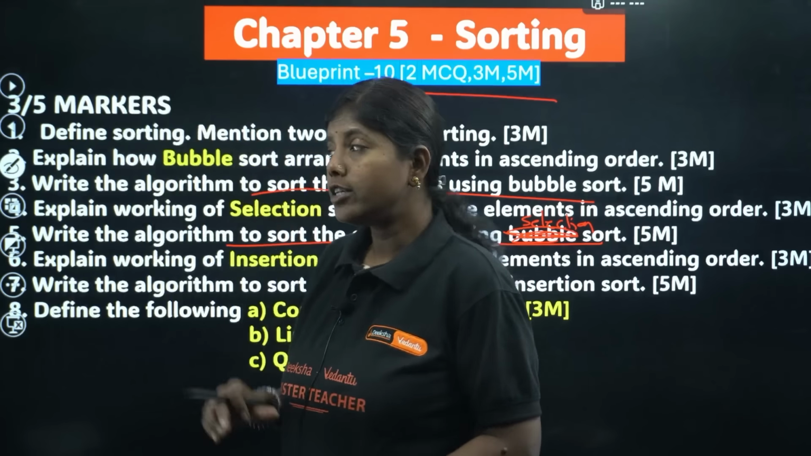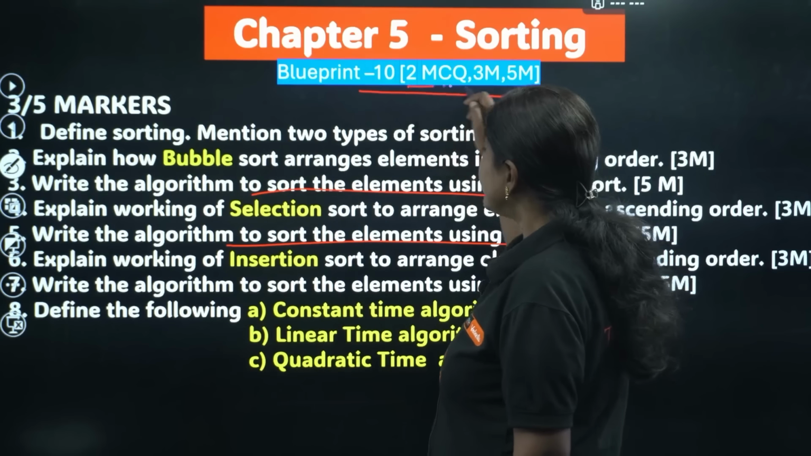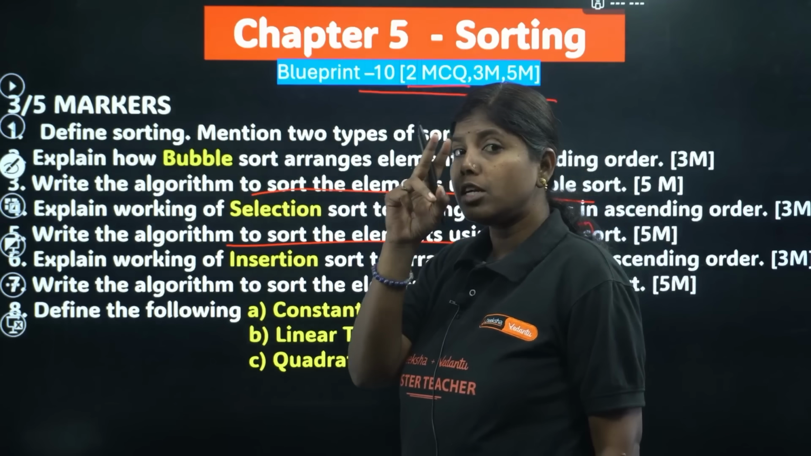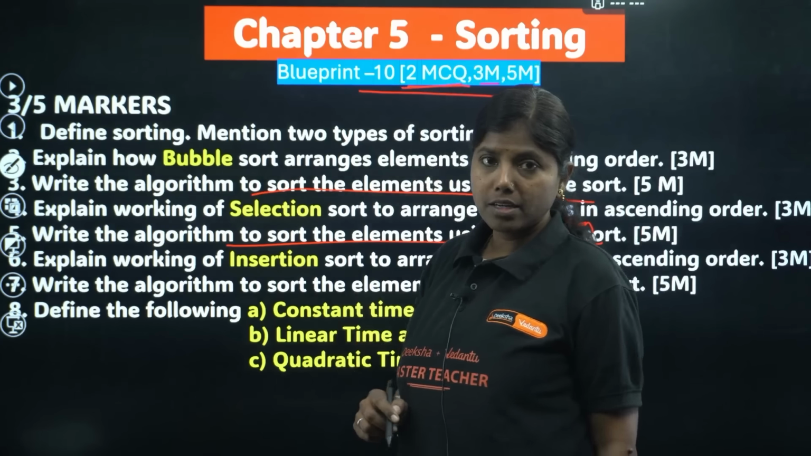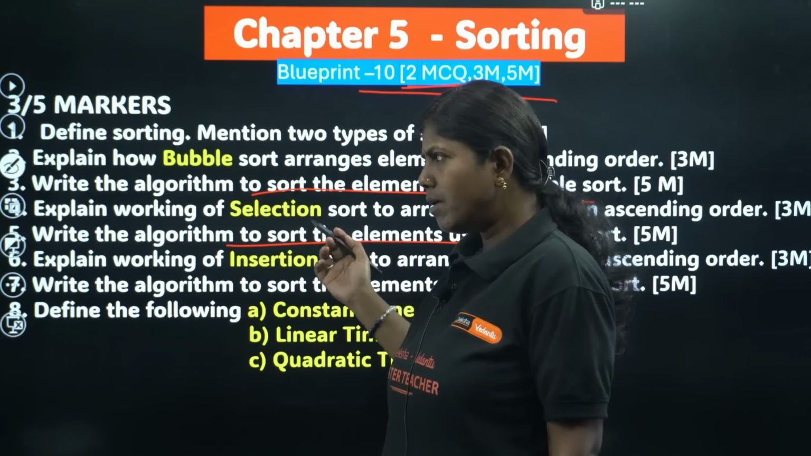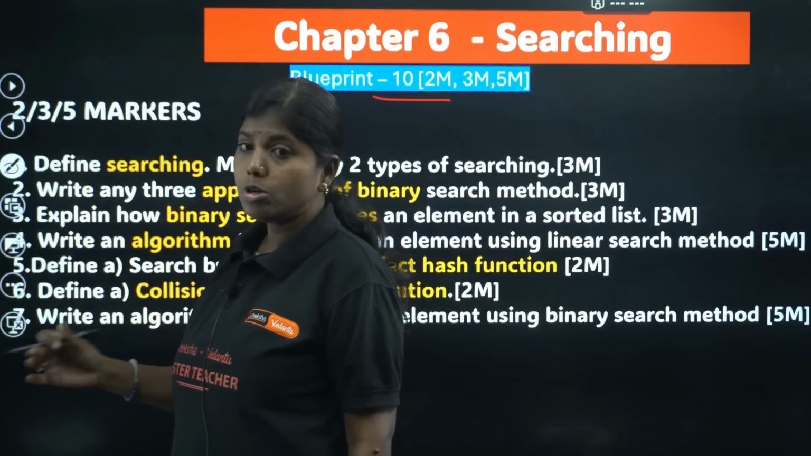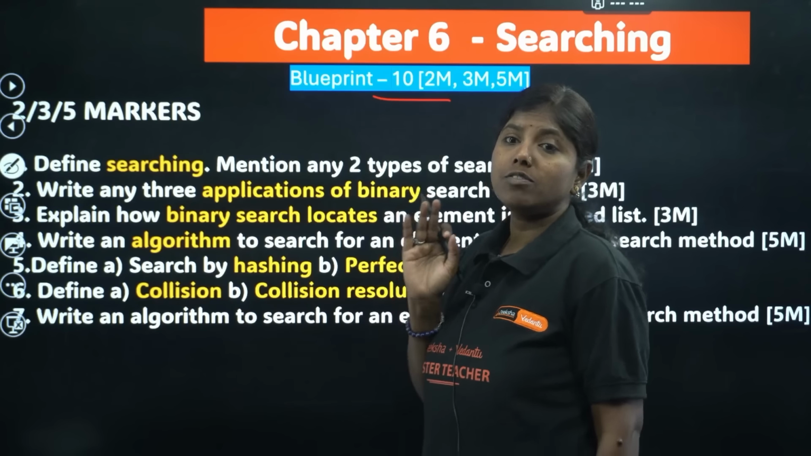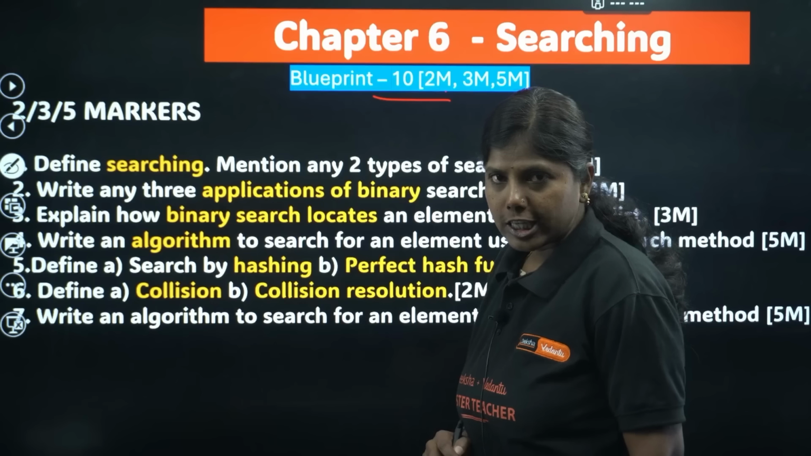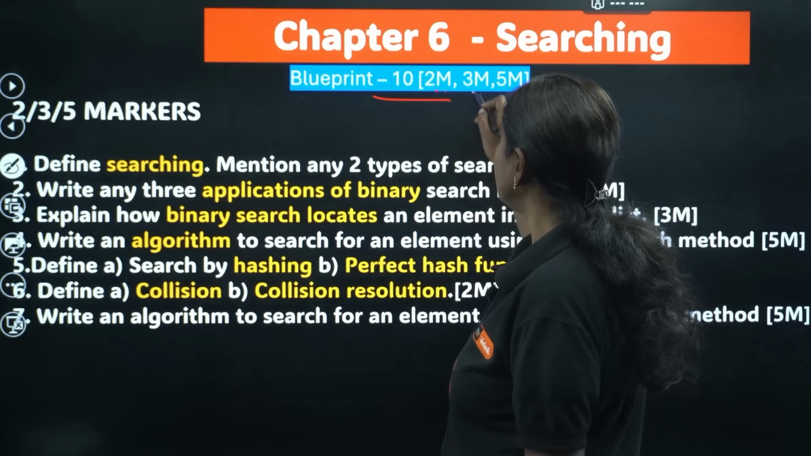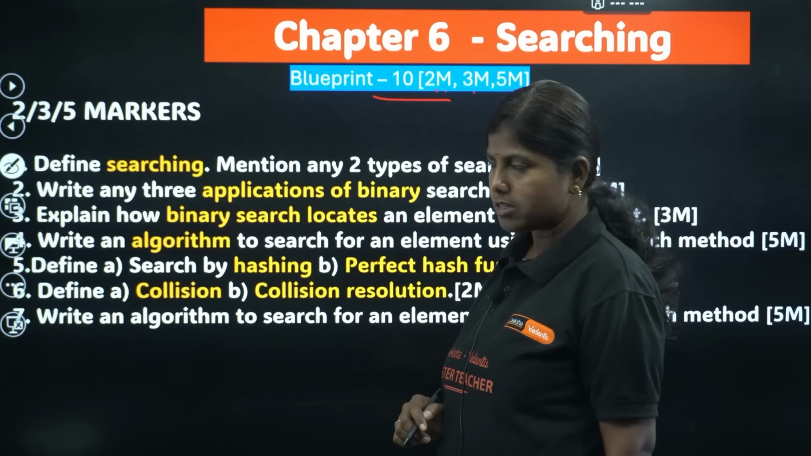But here in case of sorting, you're going to get 2 MCQs. Okay, so 10 markers: 2 MCQs, 3 markers and 5 markers. That's how they have divided. But 10 markers only will be carried for searching also, but no MCQs will be asked from this. There is no MCQ from this chapter called searching. Only we have 2 marker, 3 marker, 5 marker, put together 10 markers here.